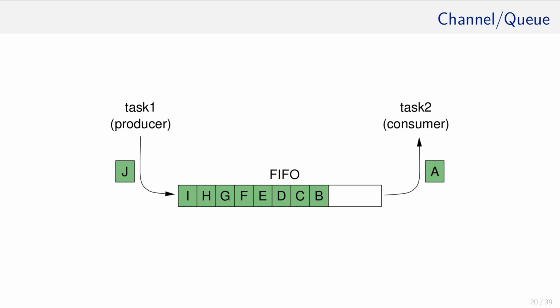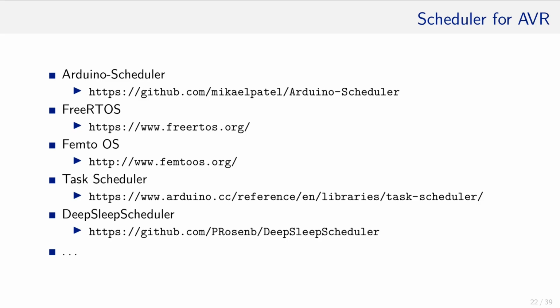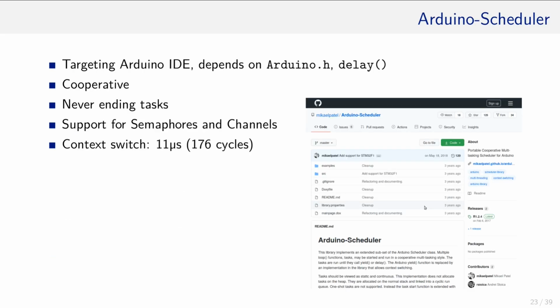Okay, after talking about the theory of schedulers and atomic accesses, are there any implementations that already exist so that we do not have to reinvent them? It turns out there are quite a lot, as a quick search reveals. By no means this list is complete. Let's talk about some of them. The links to all those schedulers are in the resources folder in case you would like to have a look at them more closely. First, there is the Arduino scheduler written by Mr. Patel and made available on GitHub.